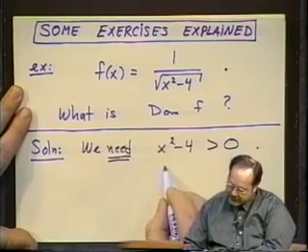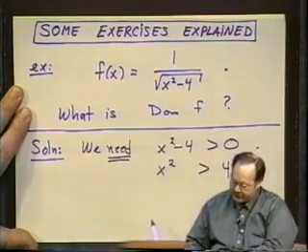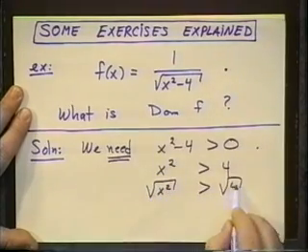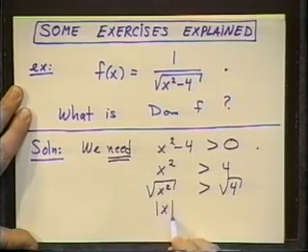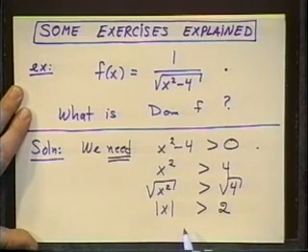We say, well, what does that mean? That means x squared must be greater than 4. That's okay. Now we take the square root of both sides, and I'll actually write it in. The square root of x squared, of course, you remember, is the absolute value of x, and we want that to be greater than the square root of 4, which is 2. Absolute value of x greater than 2.